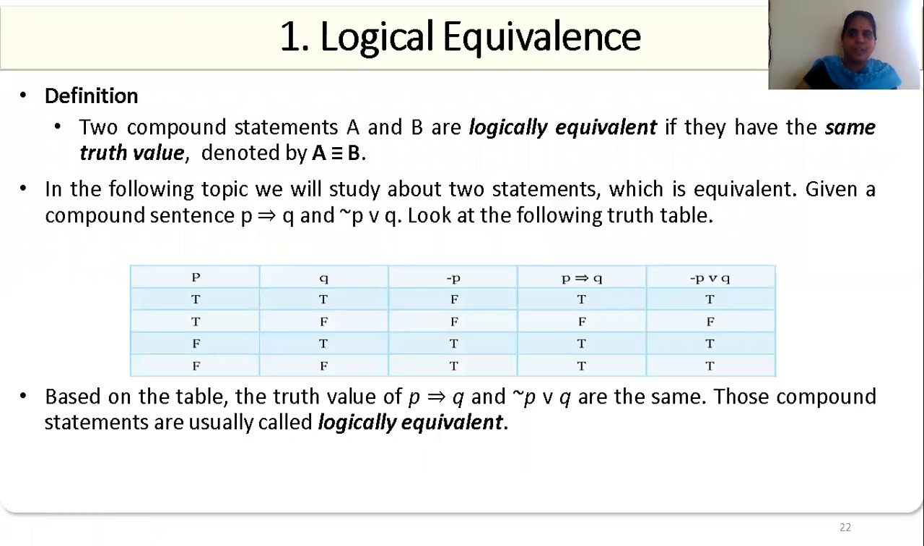Next is logical equivalence. Two compound propositions A and B are logically equivalent if they have the same truth value. It is represented by using this symbol. You can observe here we have two propositions, that is P implies Q, and negation of P or Q. You can observe the truth values of this column and the truth values here are the same, so we can say this compound proposition is logically equivalent to this.